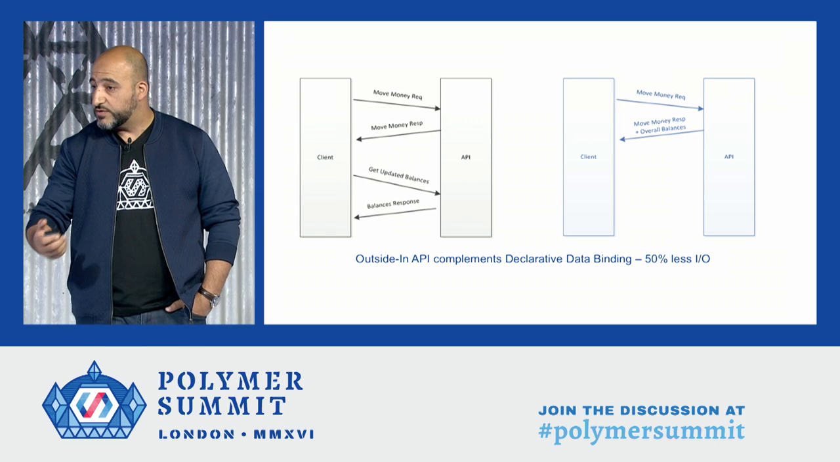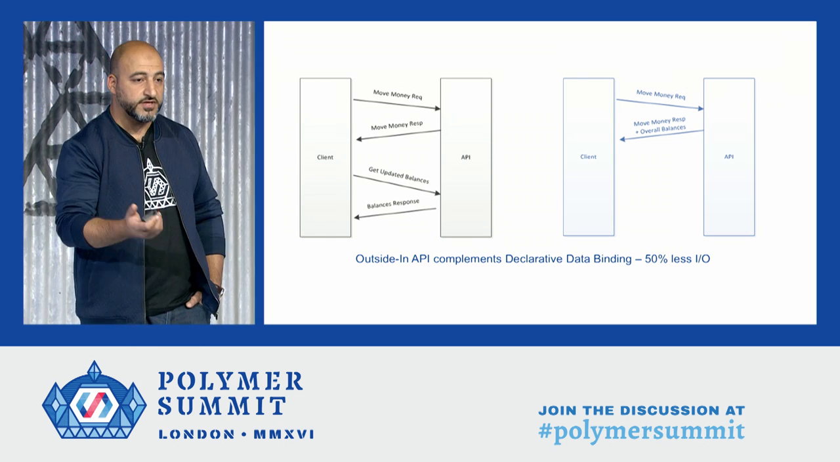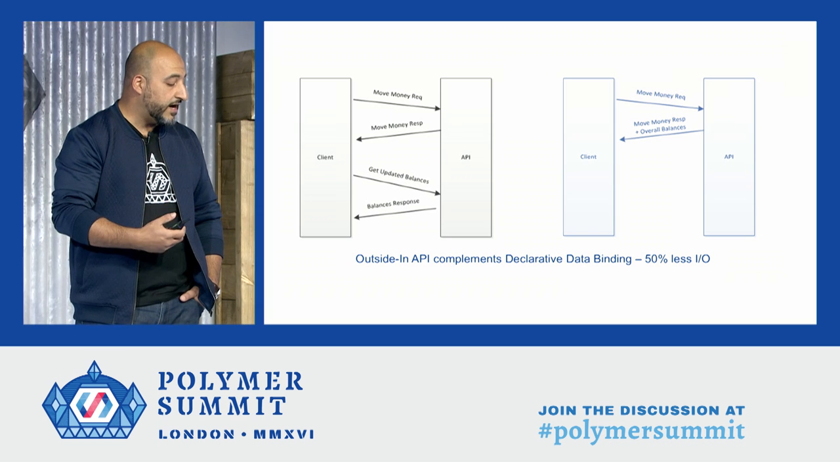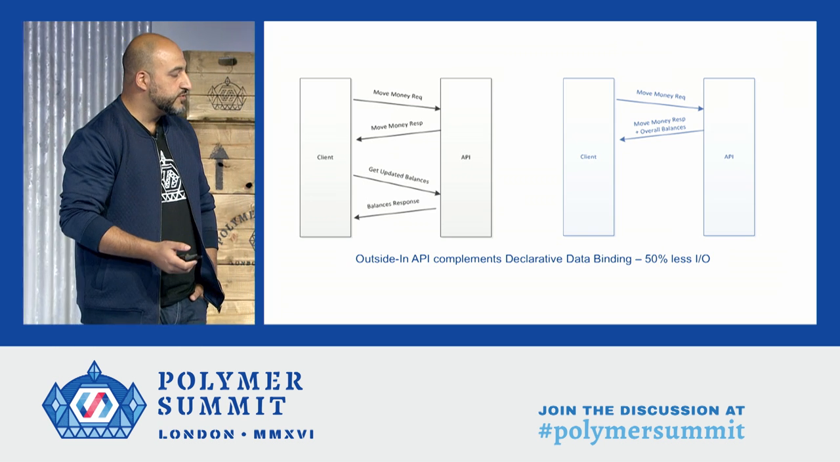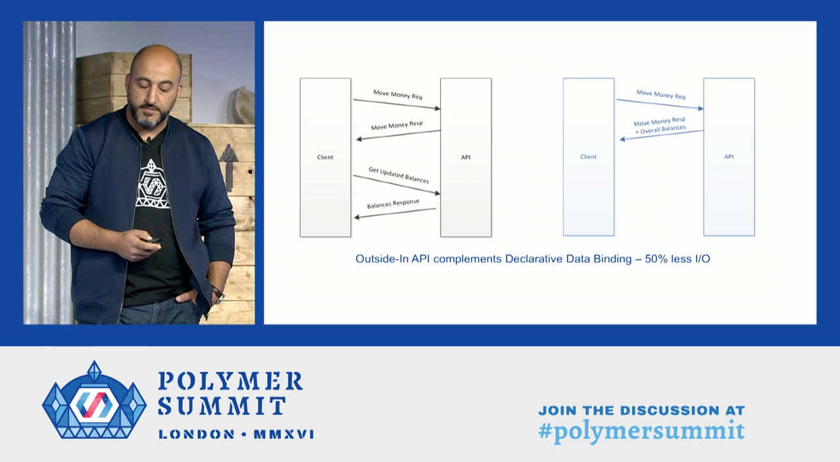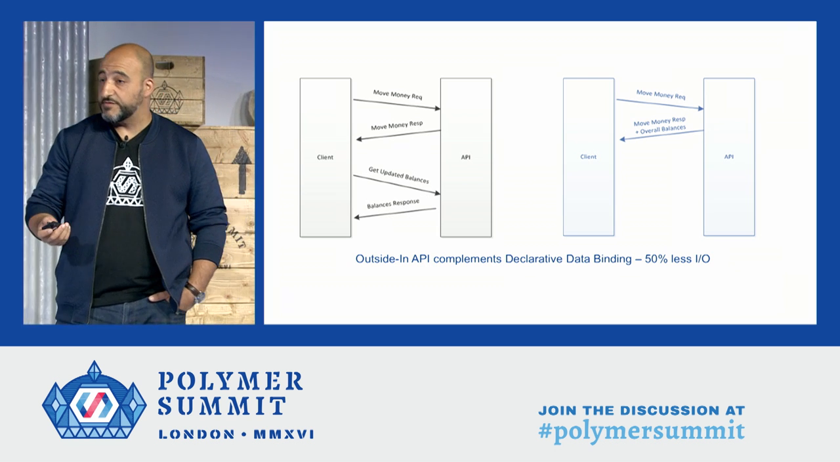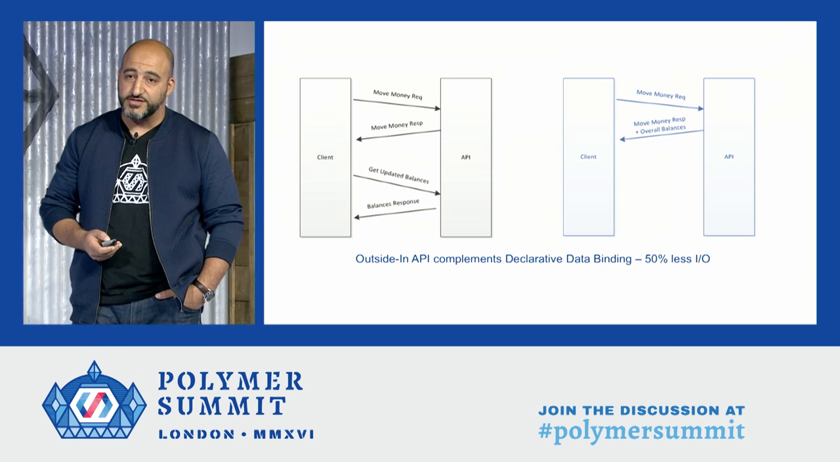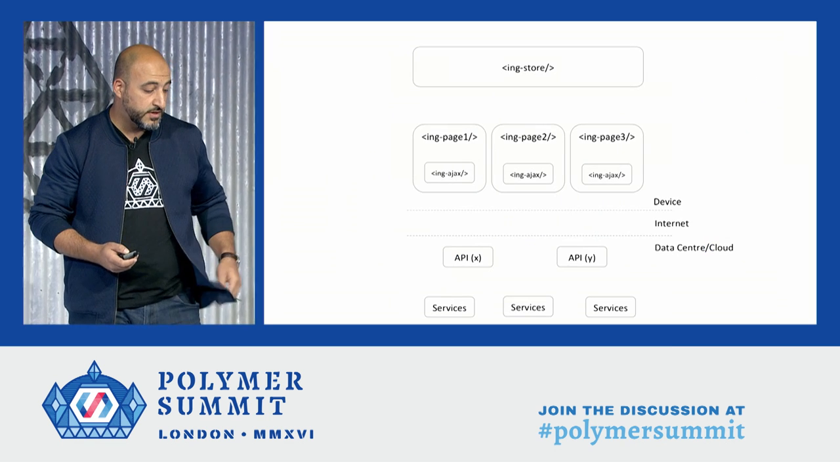So I don't have to do subsequent calls to get, hey, what's the new balance and what are the latest accounts of the customer? Now, with the response, I can do some data binding and then publish the new balance to all the components that need it. And it fundamentally means 50% less I/O, but it also means I now get to use data binding the way it should be used. So how does it look?